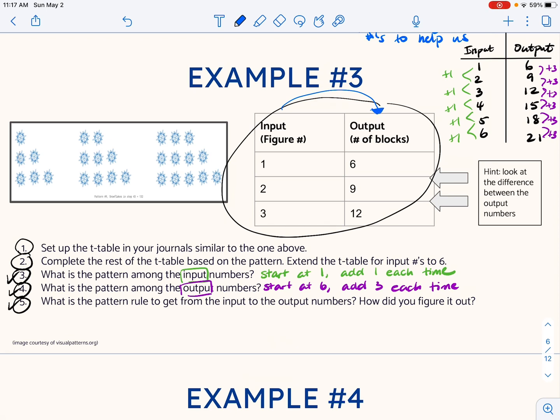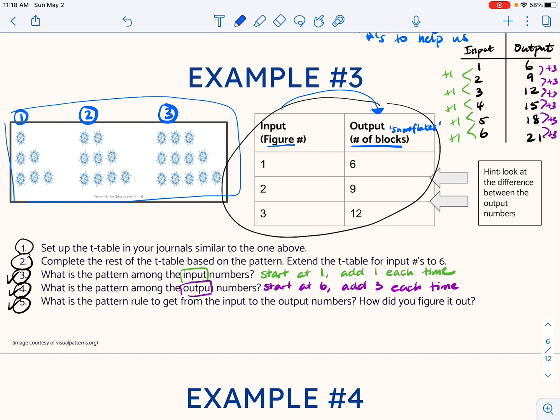Now, I should mention too, and I forgot to do this in the previous example, that this is related to this pattern here. If you look at the input number, it says figure number here in brackets. Figure number means this is figure number 1 or picture number 1. This is picture number 2, and this is picture number 3. Sorry, I forgot to include that on the previous example. Output number says number of blocks here. This means number of, let's say, suns. They look like suns, but I'm not sure. Or, oh, no, they're snowflakes. Sorry. It says snowflakes there. Number of snowflakes. So this means the number of snowflakes in each figure or each picture.